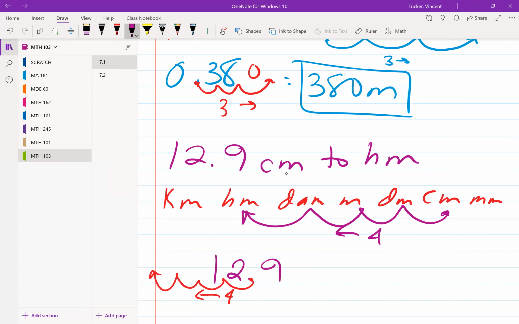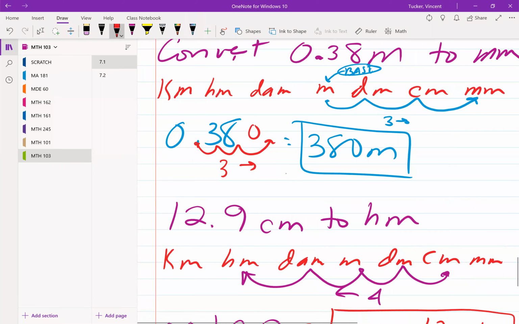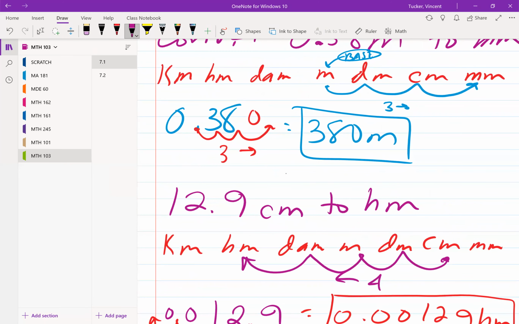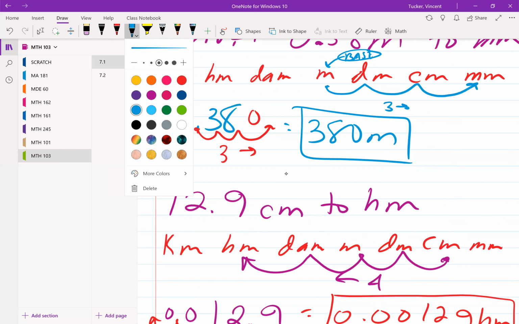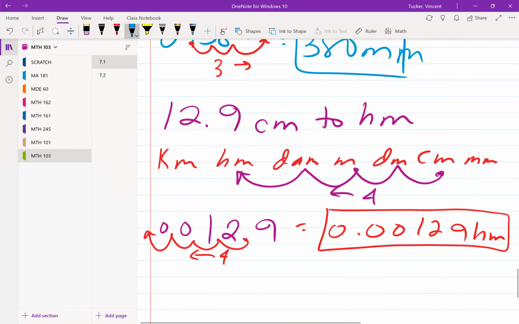And I need to use 2 zeros for placeholders here. That will give me the final answer of 0.00129 hectometers. And going back to that previous example, I forgot to put an extra M. So that should be 380 millimeters. We went from meters to millimeters, so 2 M's. Here we went from centimeters to hectometers.